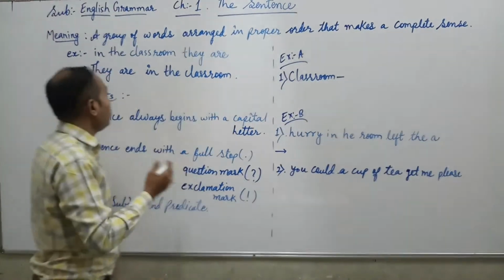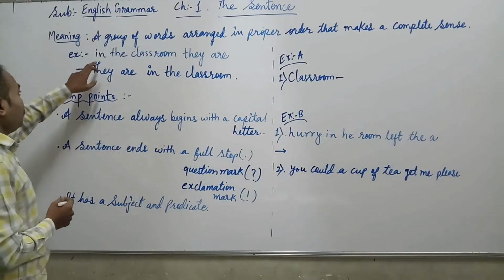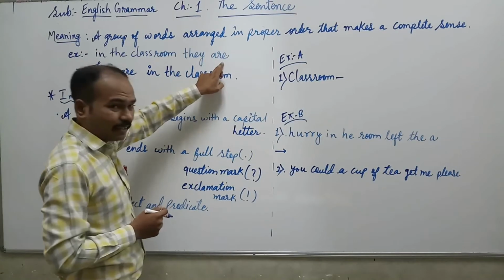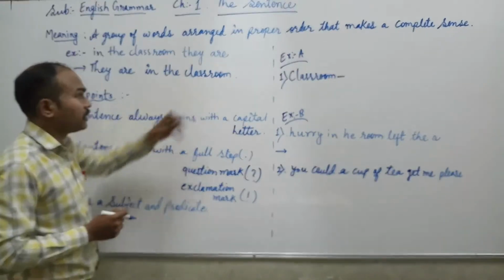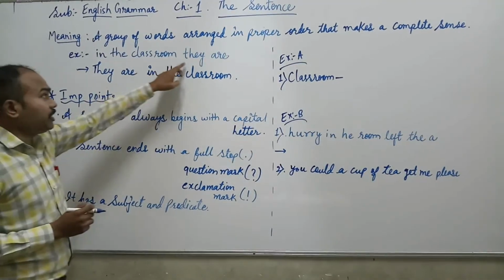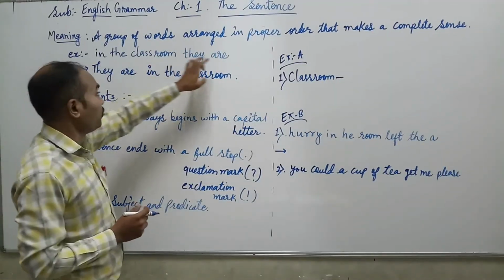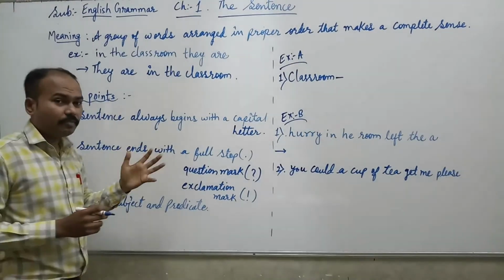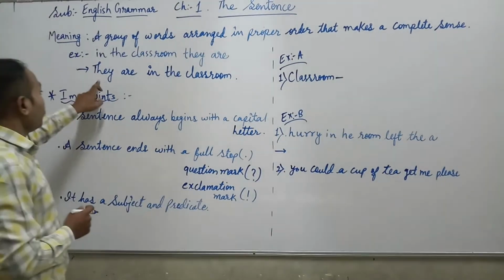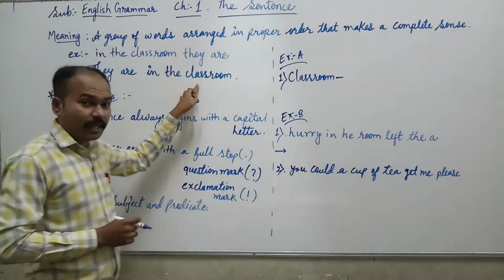Now let us see the meaning with one example so that it will be clear. If we read this group of words, "in the classroom they are," we do not understand the meaning. Why? Because they are not arranged in proper order. And if we read "they are in the classroom," we understand the meaning.